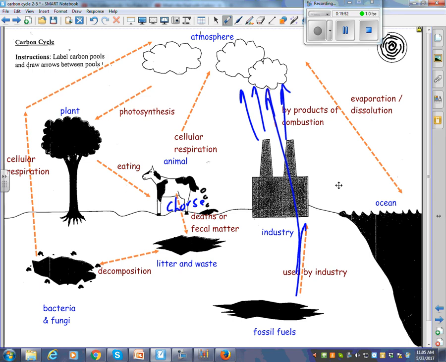Have I got any more anywhere? Can you see any more? I think that's it. Oh my God, look at that. It's a big cycle. Oh, there is more here. Right, plants die. They're used up by bacteria and fungi. Plants die, litter and waste. All right. So you can clearly see it's a big cycle.